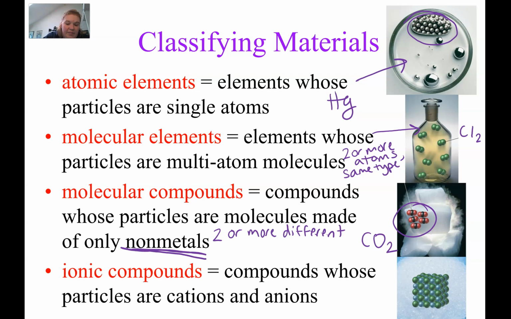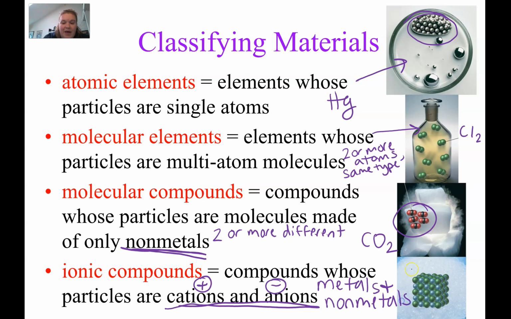And ionic compounds are compounds whose particles are cations and anions. So remember, that's a plus charge and a minus charge. And our metals like to form cations. So this is not the only way that it will exist, but a common way is to have a metal with a nonmetal.